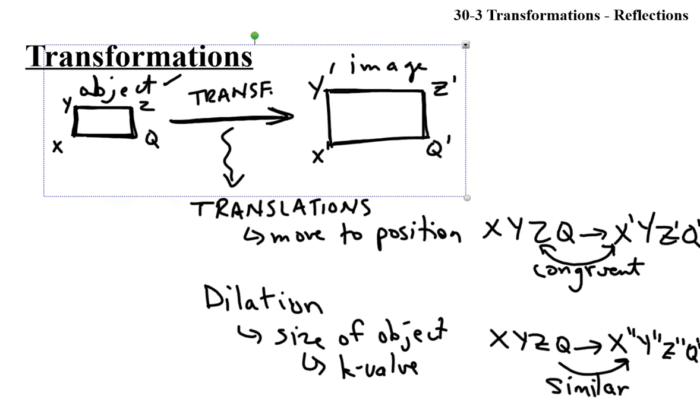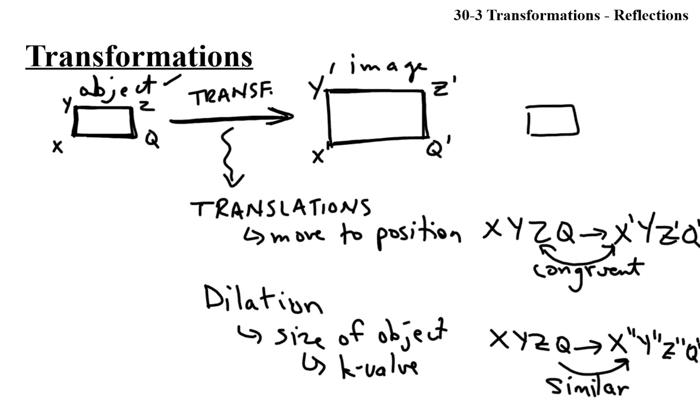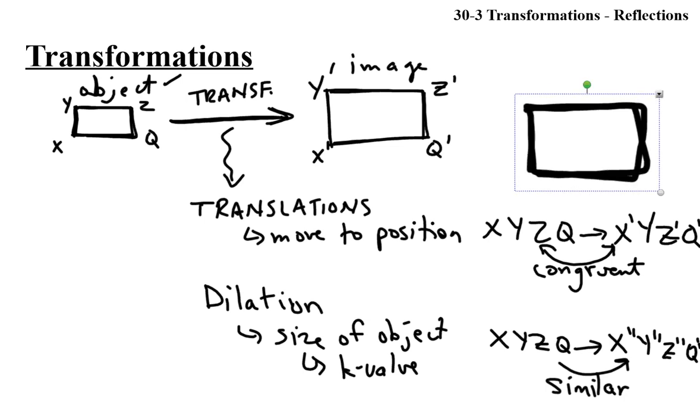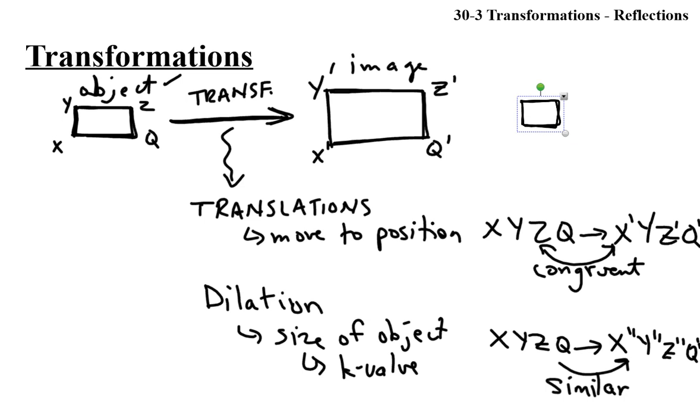Remember, because we changed the shape of them, and let's see if I can do that up here. It's not going to let me. The whole thing. Anyways, we changed the shape. So we took x, y, z, q, and what happens, remember, is we were able to make it all bigger, or we could take it and make the whole thing smaller. That's a dilation. So the object isn't congruent anymore. It's similar. Angles are the same, but the object is a different size. So those are the two we did.